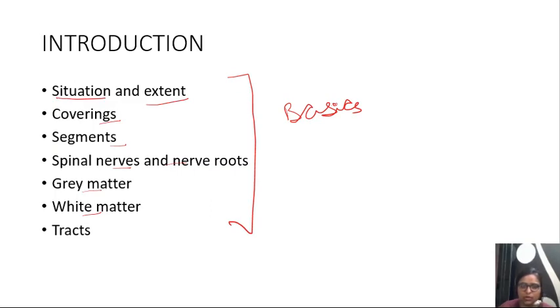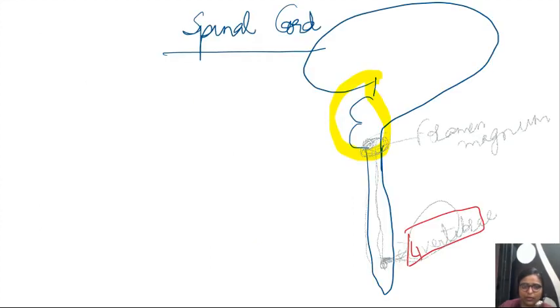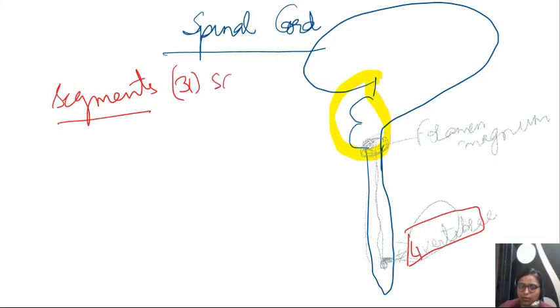And the next one is your segments. So what are the segments of the spinal cord? Any guesses? You have learned it. Just comment in the comment section box. Answer me. Okay, fine. What are the segments of the spinal cord? We have how many segments? We have 31 segments in the spinal cord.